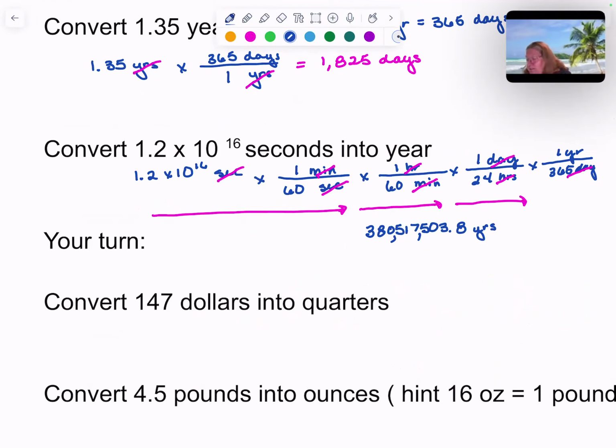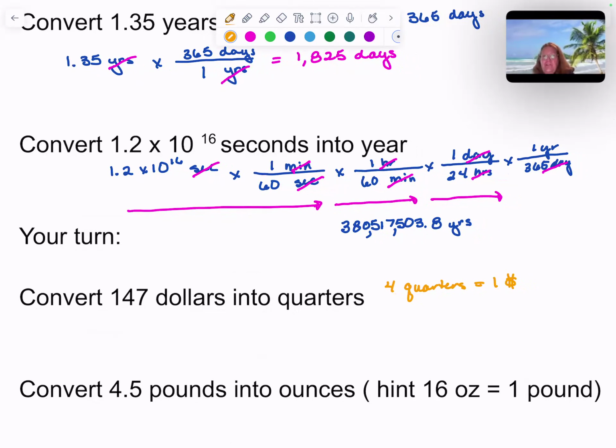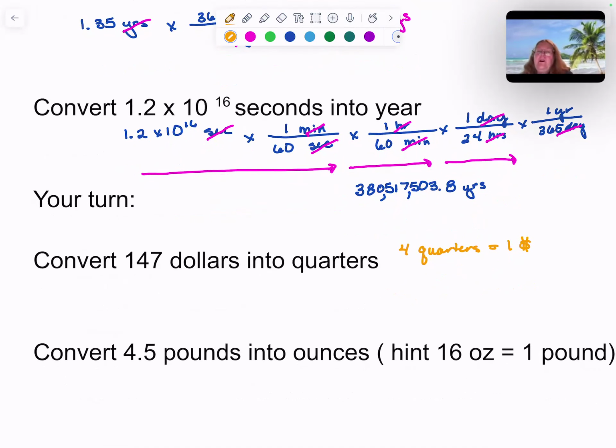Let's take one and convert dollars into quarters. Remember, there are 4 quarters in a US dollar. So we'll give you a minute to do that one. Then you're going to convert 4.5 pounds into ounces. And I gave you a hint here for your conversion factor. So let's take a minute, try those. You can pause the video while you do that, or then come back and we'll do the problem together.